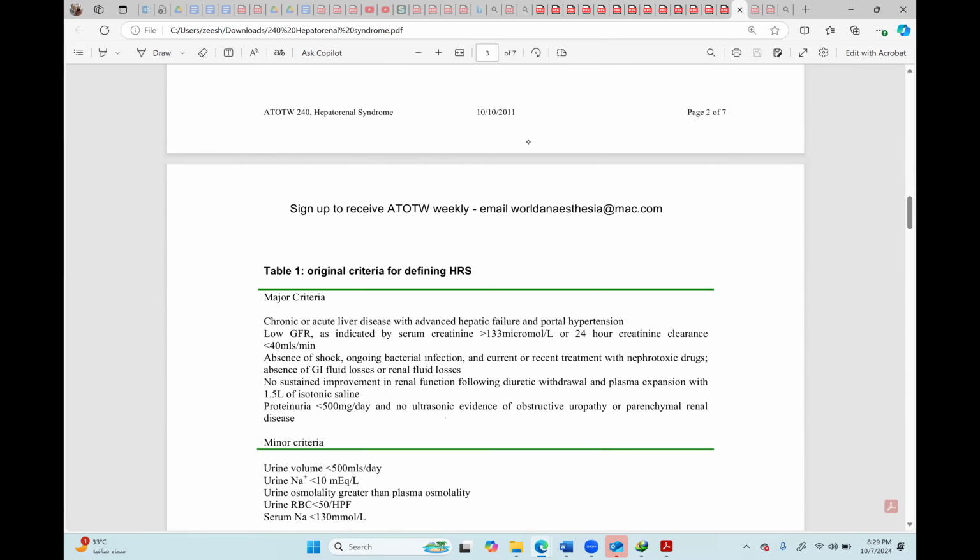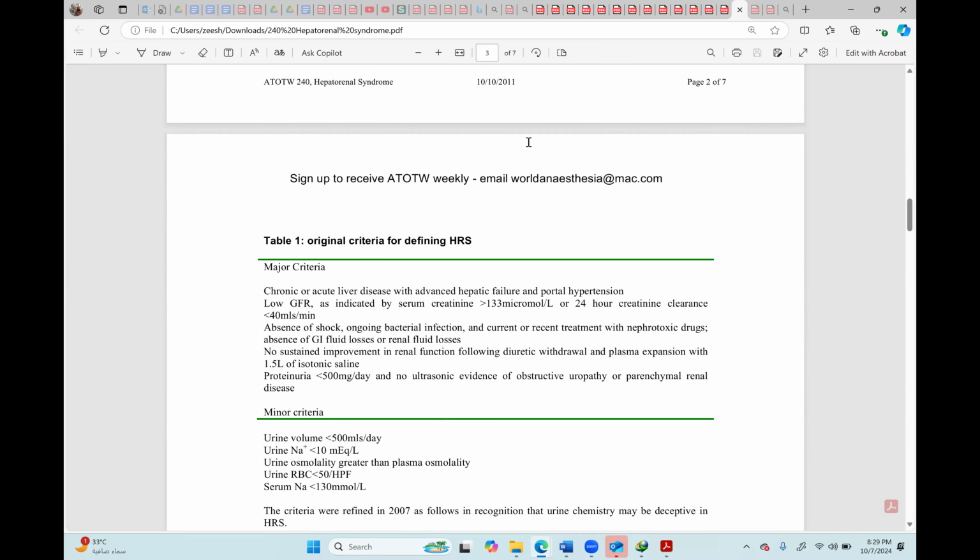The major criteria: chronic or acute liver disease with advanced hepatic failure and portal hypertension. This is criterion number one. Then low GFR as indicated by serum creatinine more than 133 micromol per liter, which is 1.5 mg/dL; 88 is 1 milligram per dL. Or 24-hour urine creatinine clearance less than 40 mL per minute.